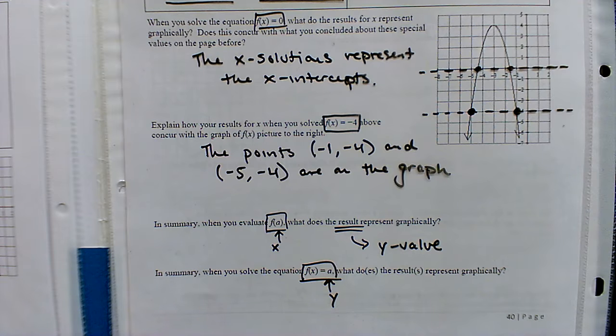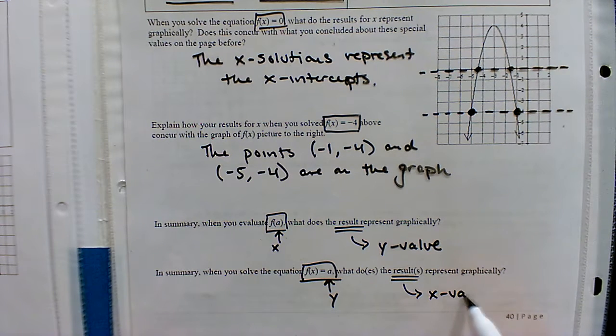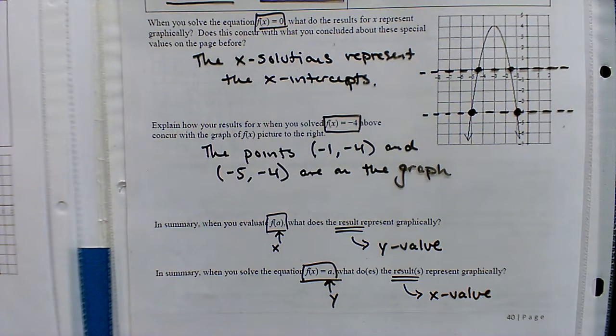On the flip side, if you set an equation equal to a, a y value, the result would represent an x value. You plug in an x, you get out a y, or vice versa. You plug in a y, you get out an x. And if we know an x and a y, we know an ordered pair, which means graphically we can plot that point in terms of a picture.